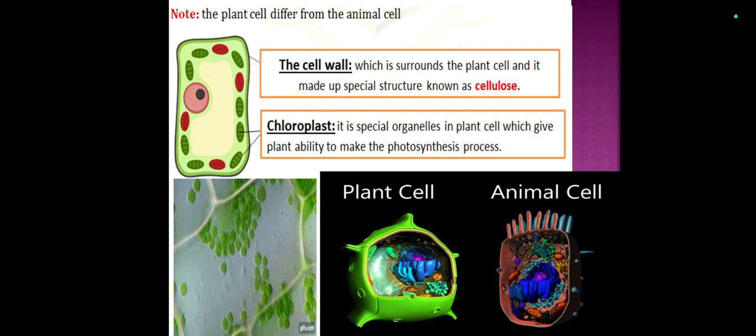But the thing that makes the plant cell different from the animal cell, first, we have the cell wall. The cell wall is found only in the plant cell. The cell wall, which surrounds the plant cell, is made up of a special structure called cellulose. Also, we have a green part called chloroplast. It's a special organelle in the plant which gives it the ability to carry out the photosynthesis process.